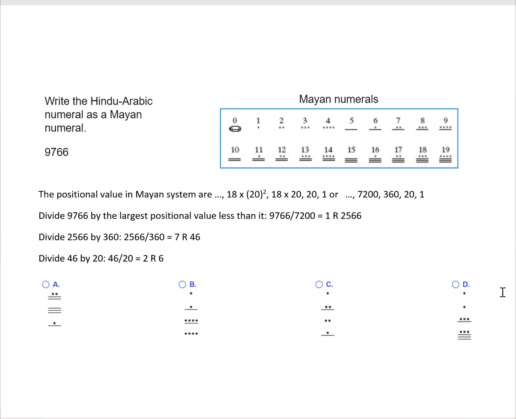And now I want to go from our system to the Mayan system. The number we're trying to convert is 9766. Again, I look at the positional values, and I'm going to divide 9766 by the largest positional value less than 9766, which is 7,200. I get a 1, and I'm going to circle that because I'm going to need it. The remainder of 2566 drops down to the next positional value. I divide by 360, and I get a 7 with a remainder of 46. 46 drops down to the next positional value, and I get a 2 with a remainder of 6. So I'm looking for 1726.